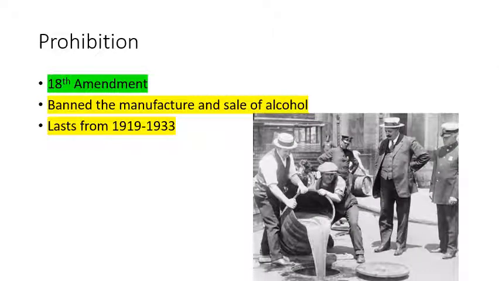Our next topic is Prohibition, and Prohibition is one of the final acts of the progressive movement. The 18th Amendment bans the manufacture and sale of alcohol. Many progressives felt that alcohol was corrupting society, that it was destroying families, so they pushed for this amendment, and it lasts from 1919 to 1933.